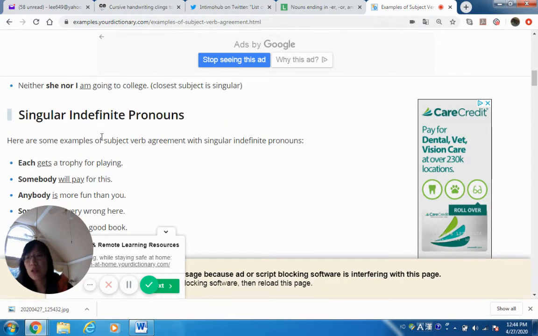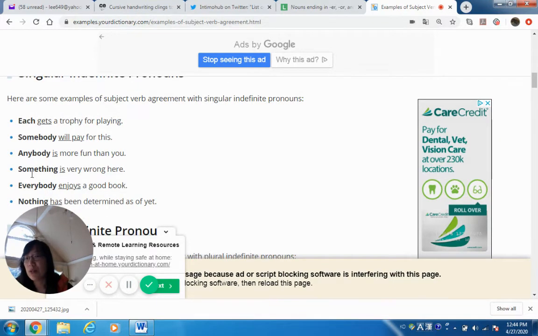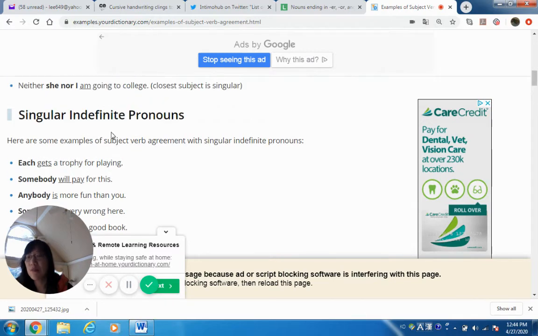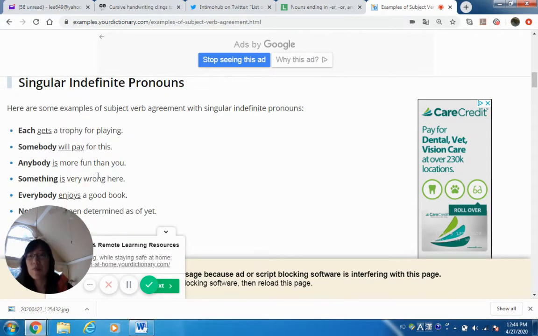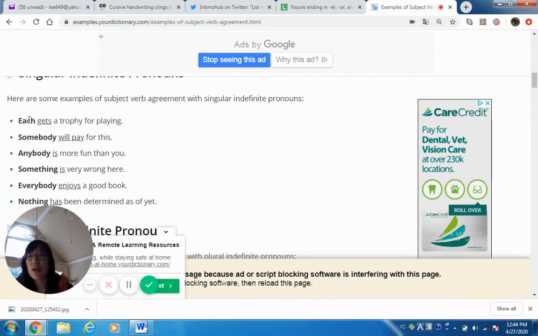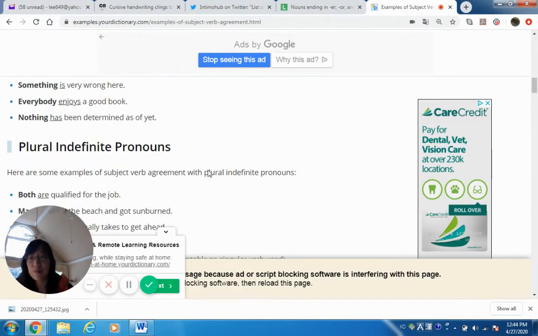These singular indefinite pronouns, these are pronouns. It's indefinite pronouns. You don't have to know this term. What you have to know is, if you see any of these words, it's a singular subject. So you need to use the correct verb, the singular verb form.